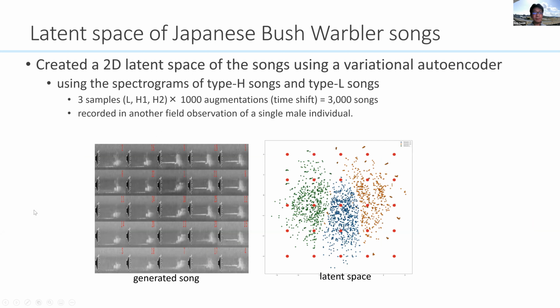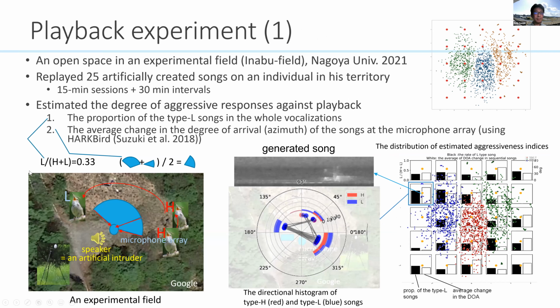I will skip the details, but we created a two-dimensional latent space of songs using a variational autoencoder with some example recorded songs, and we created 25 artificial songs from this feature vector. Then we conducted the playback experiment in an open space in an experimental field at Nagoya University last year. This open space is surrounded by trees, and this is the territory of one individual. We replayed the 25 artificially created songs to this individual in his territory.